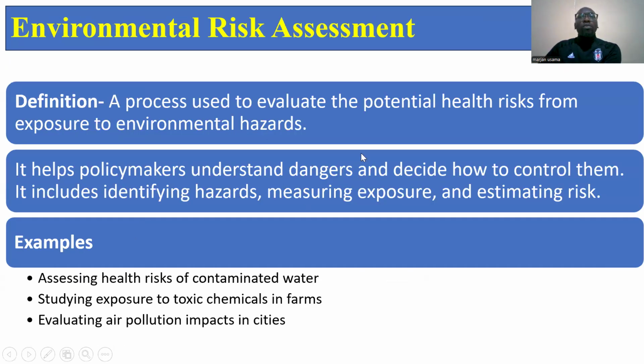Number two, so we are through with the definition. Number two is environmental risk assessment. So what do we mean by environmental risk assessment? This is a process, al-amaliya. This process is used to do what? Number one, evaluate the potential health risk from exposure to environmental hazards.